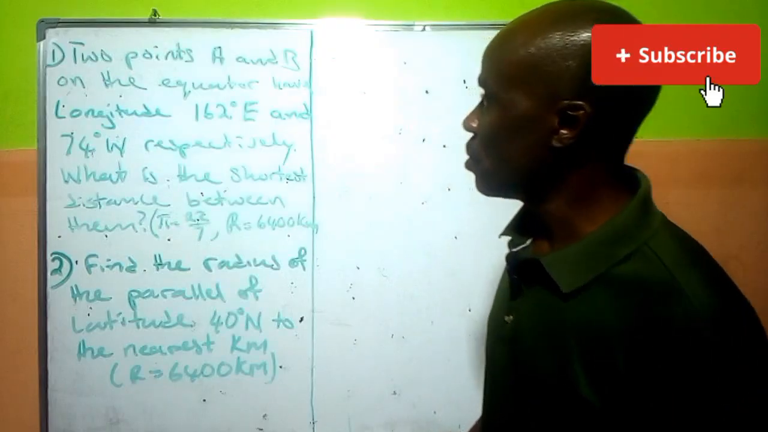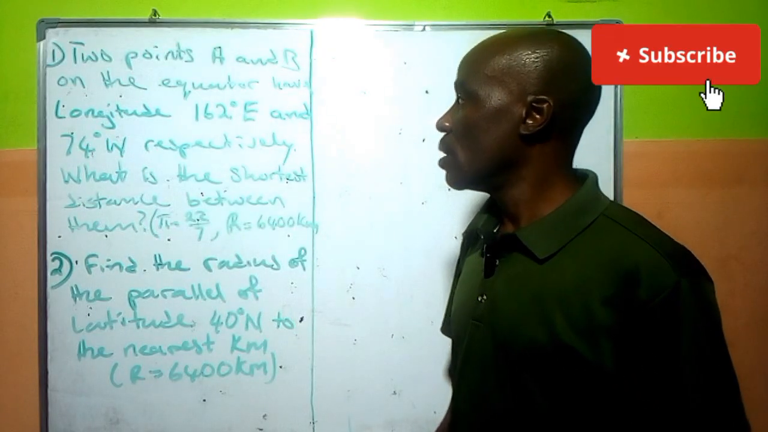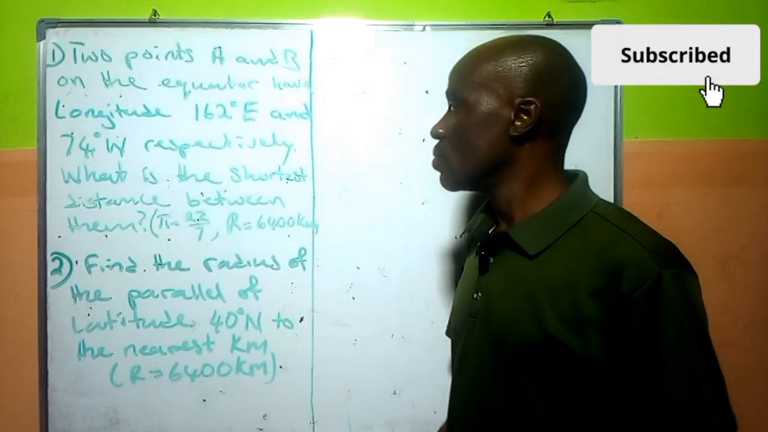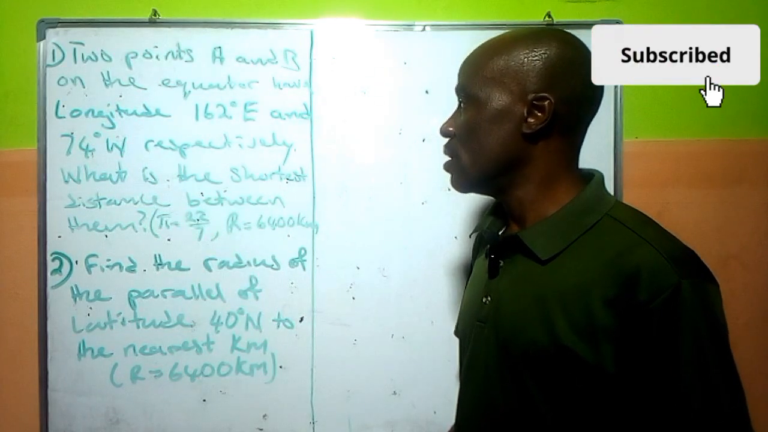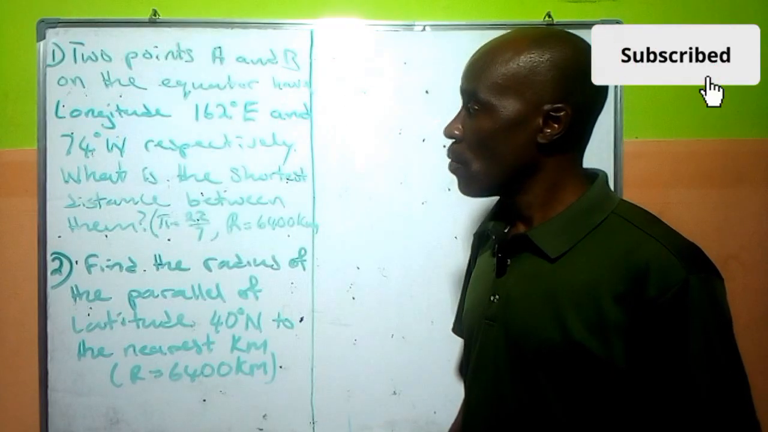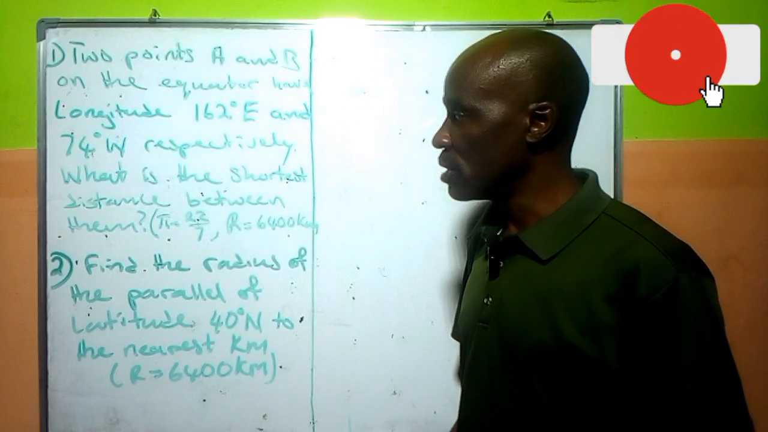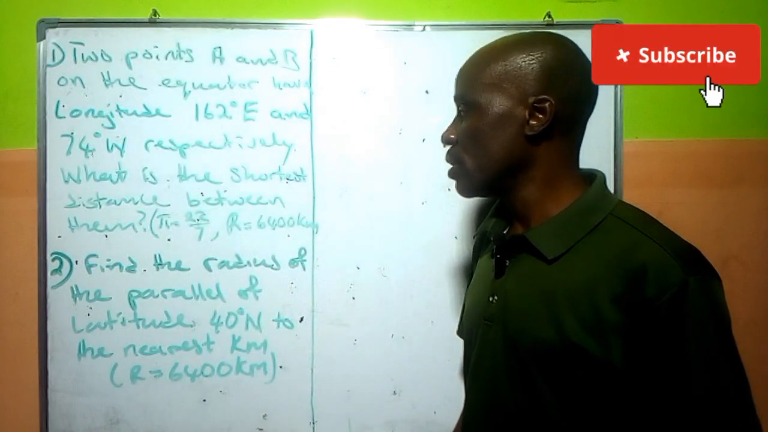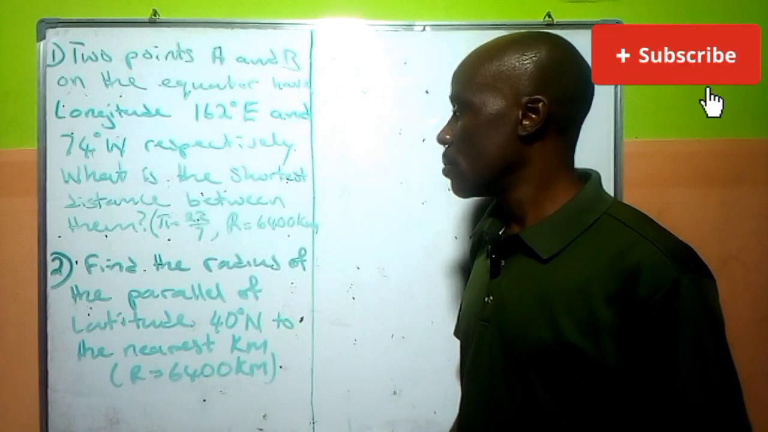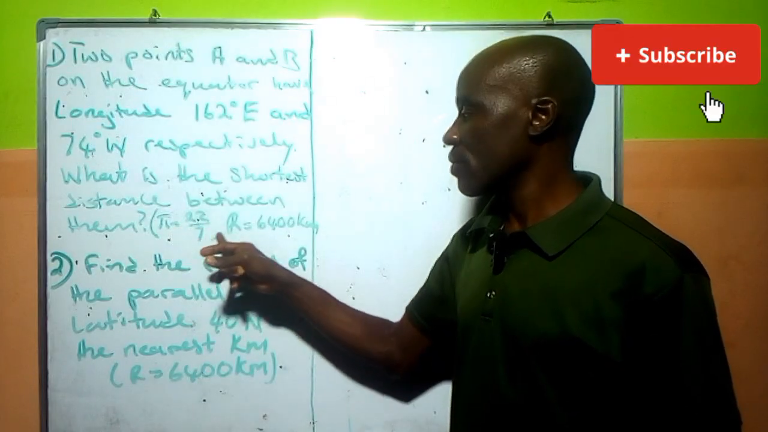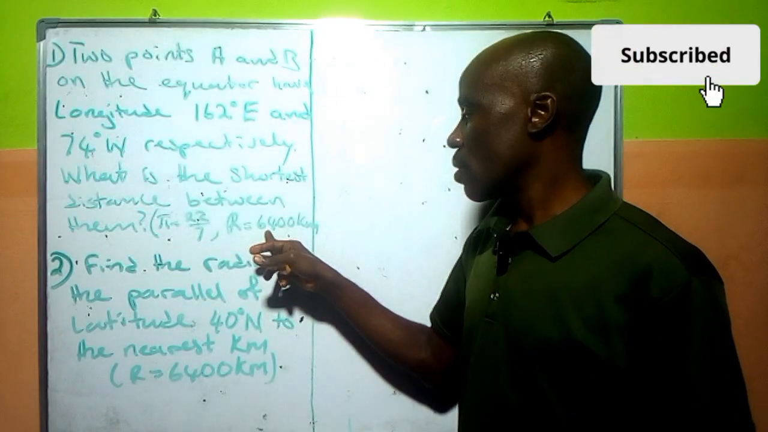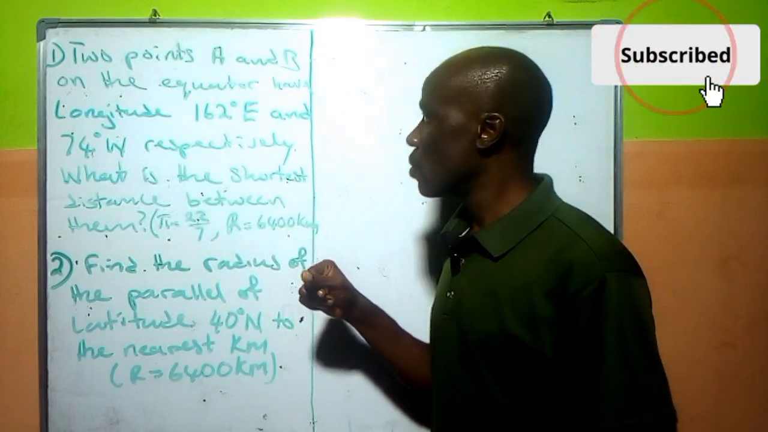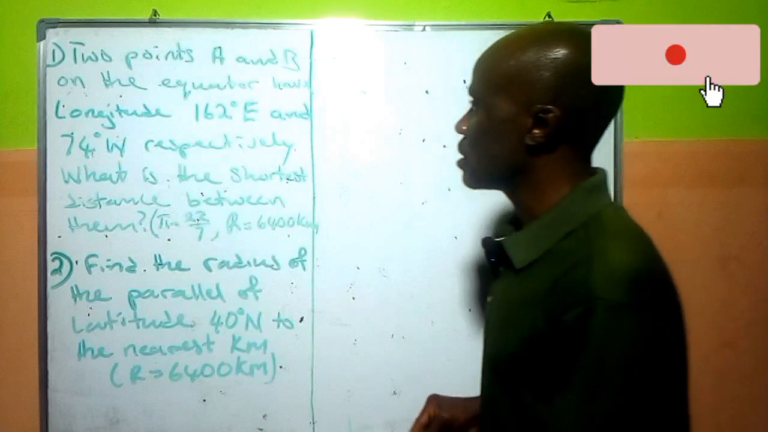The first question says that 2 points A and B on the equator have a longitude 162 degree east and 74 degree west respectively. What is the shortest distance between them? We have our pi to be 22/7 and our radius to be 6400 kilometer.